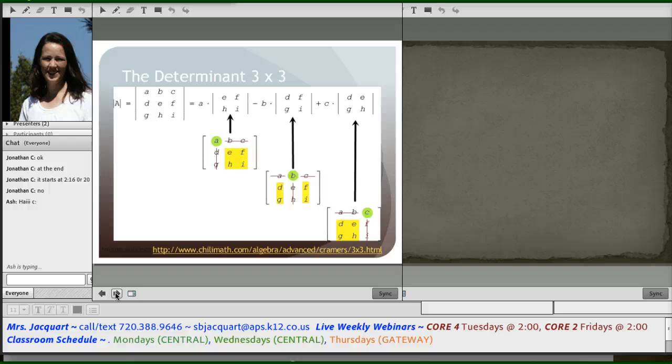And this is how you find the determinant. You probably would have already come across this rule in the last lesson. But what I want you to notice is A is in a positive position, B is in a negative position.